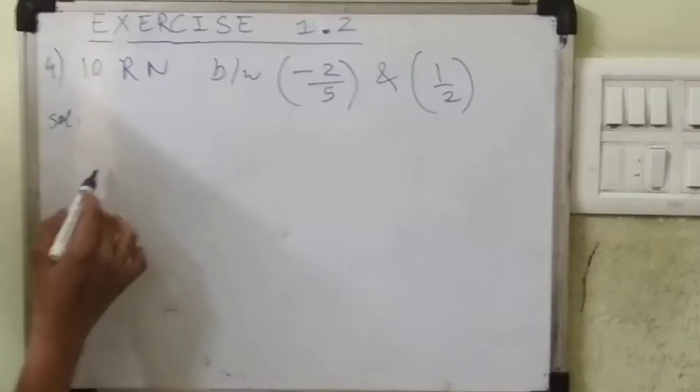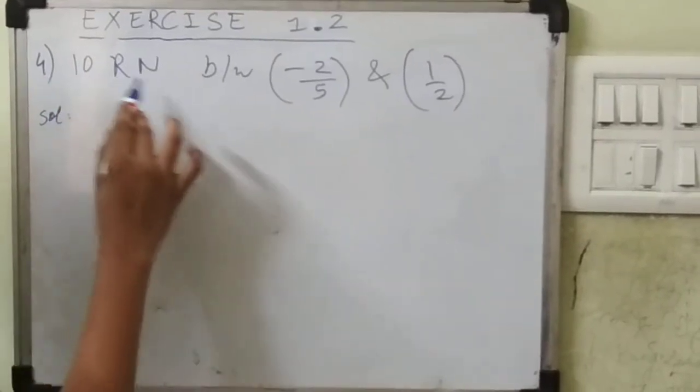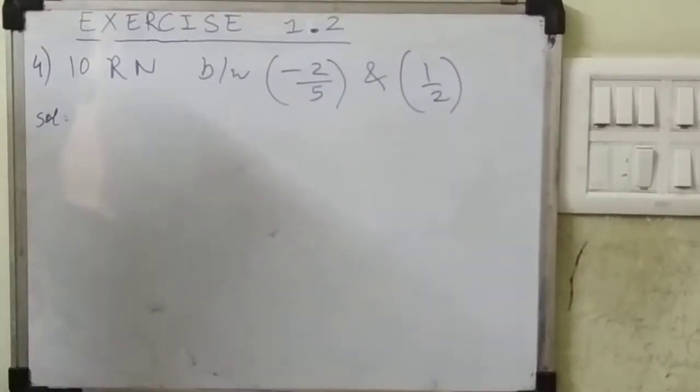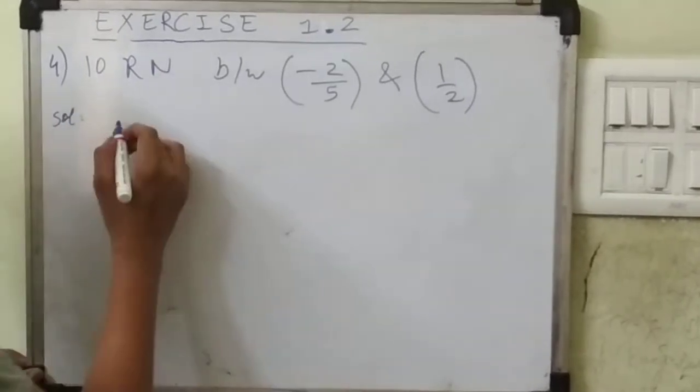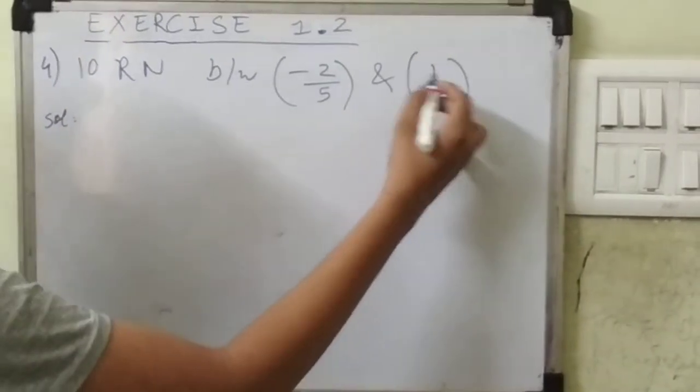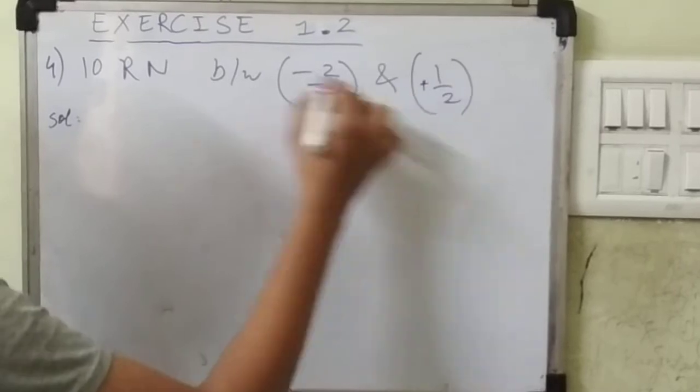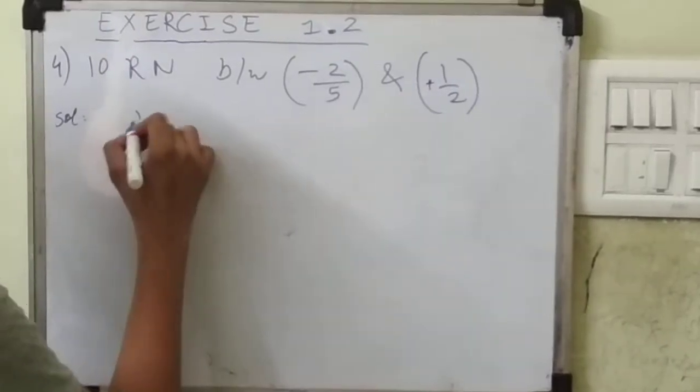So let's come on to the next question. Question number 4, which says you have to find 10 rational numbers between -2 by 5 and 1 by 2. Same procedure repeated. Well, which one is greater? You know that here there is a plus sign, and here minus. So of course plus is greater. So let's find out the difference.